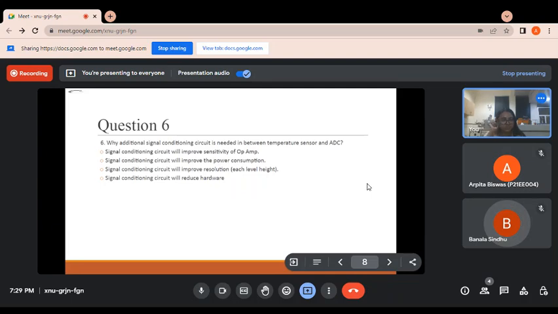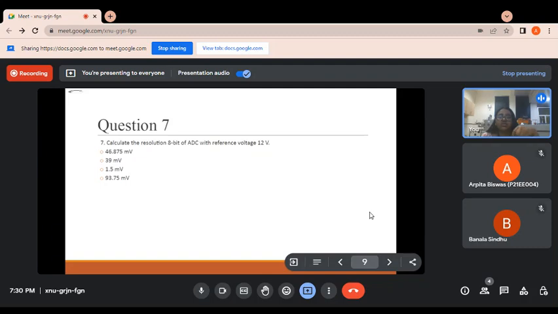Can you explain? How to calculate the resolution? Okay, we will discuss later. So moving towards the next question.